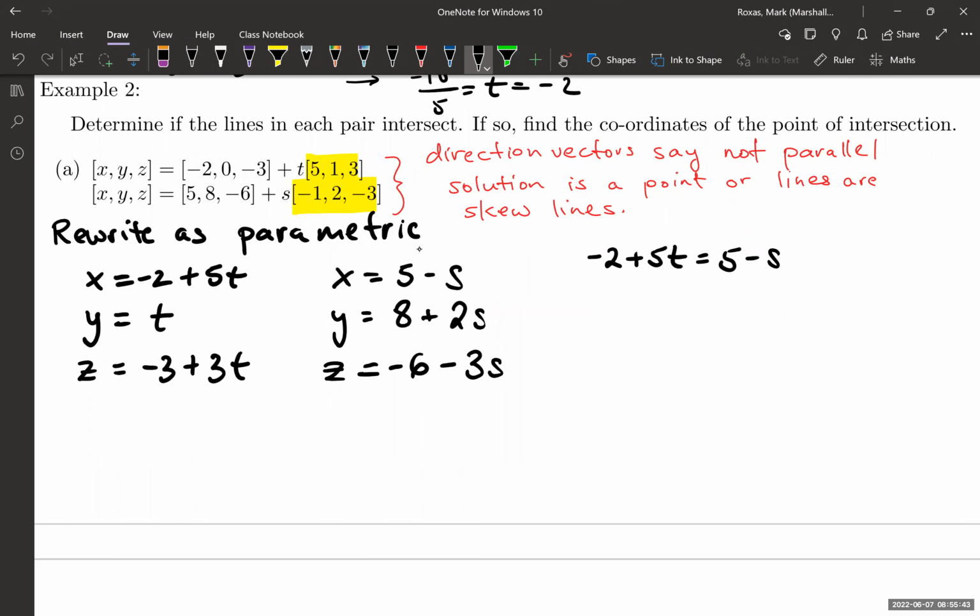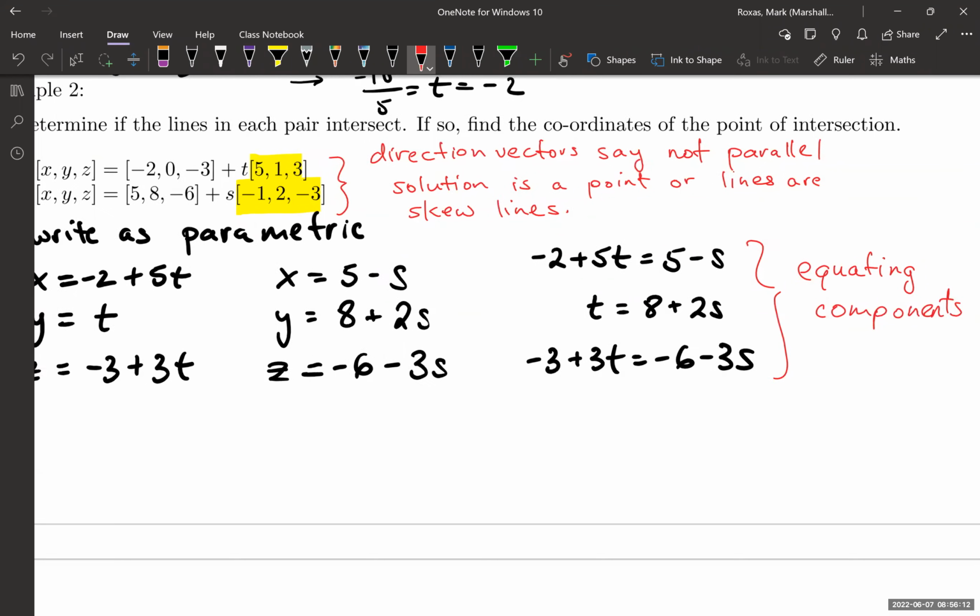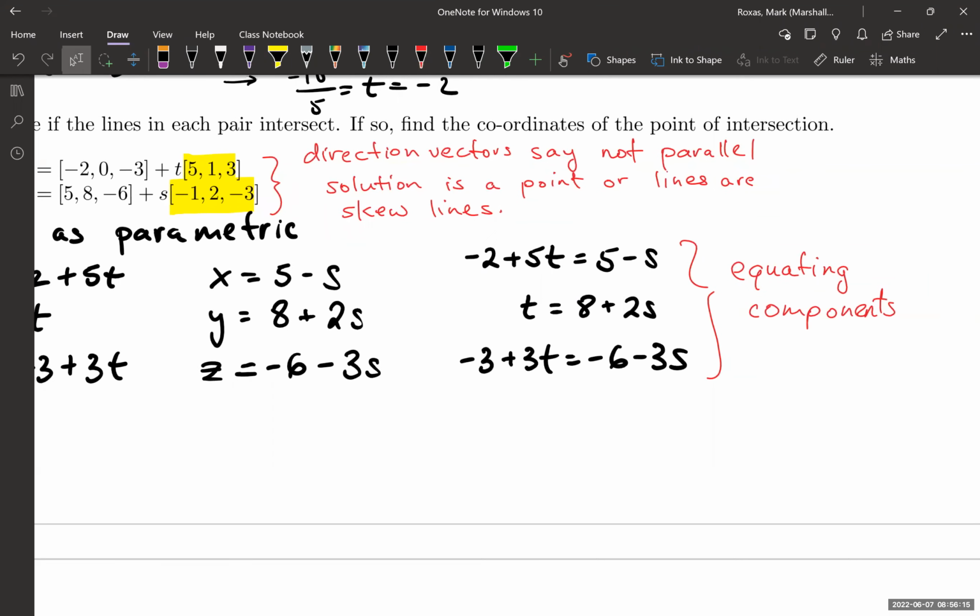So that's from the x component. For the y component, I'm going to have t equals 8 plus 2s. And I can do the same thing for the z component: -3 plus 3t equals -6 minus 3s. So here I am equating components, because to equate them means they have to have the same value of x, y, and z.